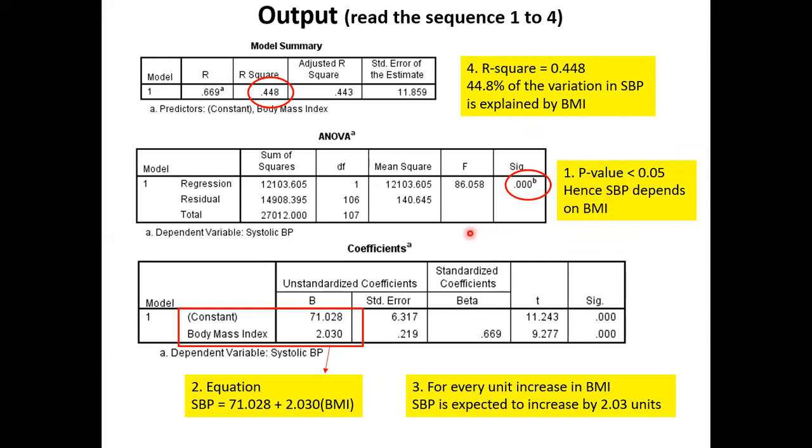Next question, how? Look at the coefficients table. So write the equation and interpret the coefficient, 2.03. Next question, how much? Is it like 100%? No, but 45% of the variation in BP is explained by BMI. Questions?